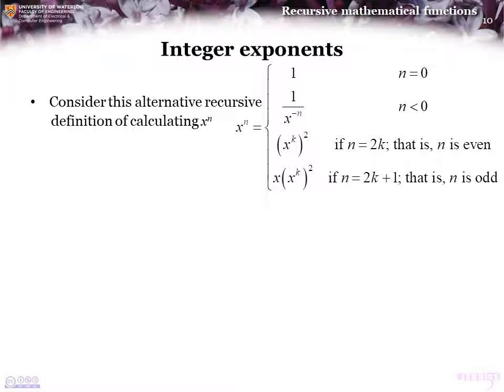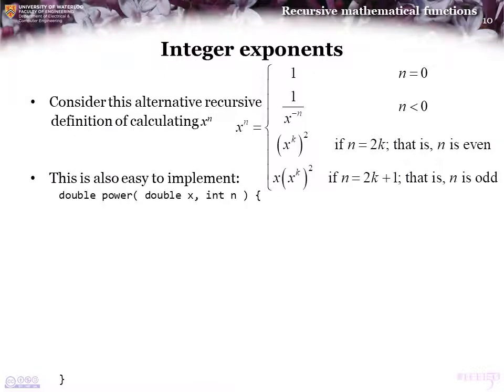All right, let's implement this function. Again, it should be reasonably straightforward. I have the function body. I have the first base case. Well, actually, this is the only base case. When n is equal to 0, I just return 1.